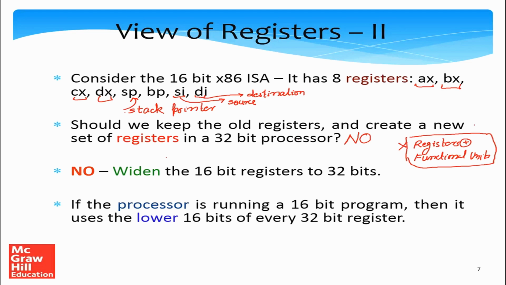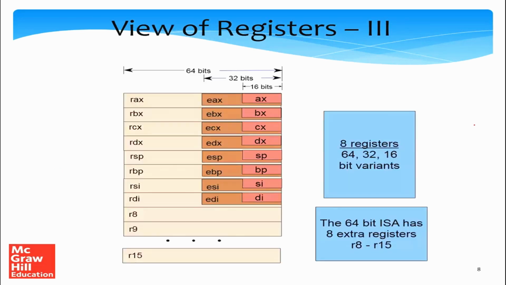So what we can do is widen the set of 16-bit registers to 32 bits. We shall see in the next few slides how this is done. If the processor is running a 16-bit program, then it can think that every register is 16 bits wide. It will use the lower 16 bits of every 32-bit register to save its value. Let's take a look at this particular figure. This figure is very important. We'll keep on referring to it, so it's very important that readers get a very good idea of this figure before proceeding.